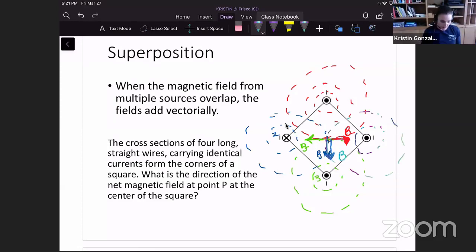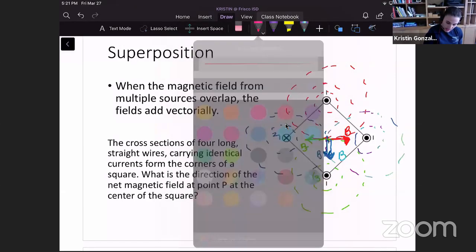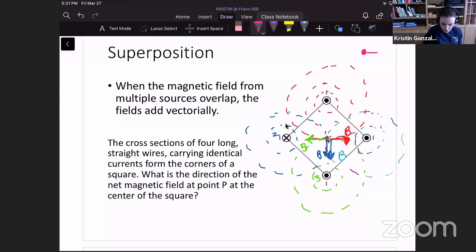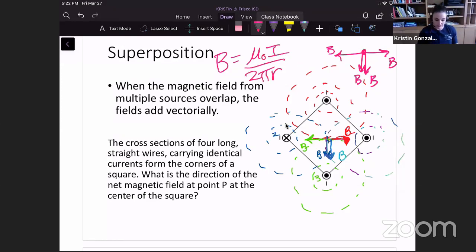So if I just kind of redraw these off to the side here, we had at point P one magnetic field going to the right, one magnetic field going to the left, and two magnetic fields both pointing straight down. So if the current in here is identical, we know the magnetic field is equal to mu naught I over 2 pi r. So if we look at the magnitude of these two, if the current is identical in those wires, then the current is going to be the same. We know that these are all constants, those are all the same.